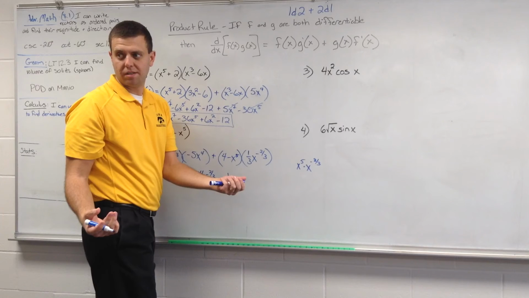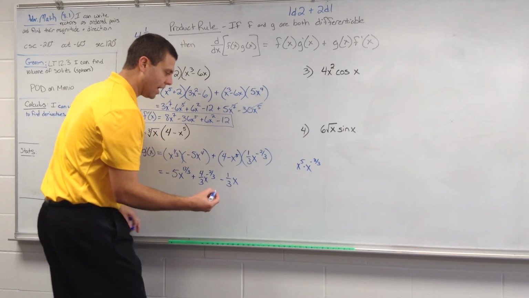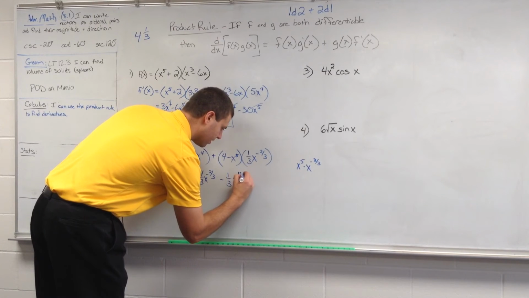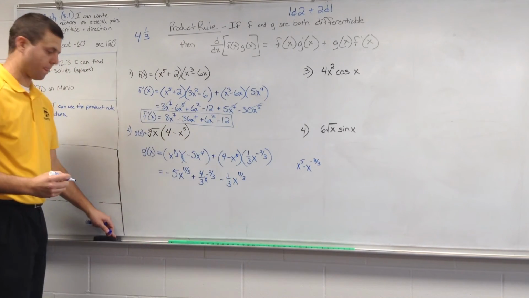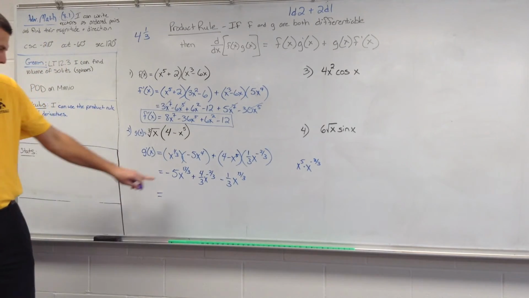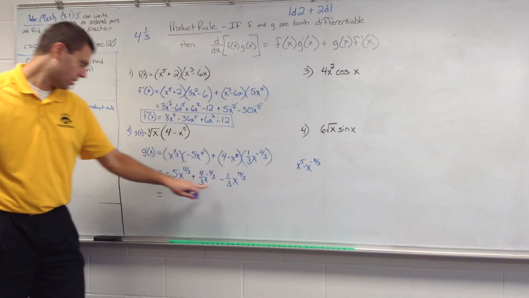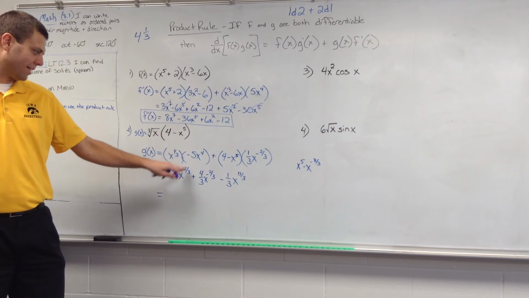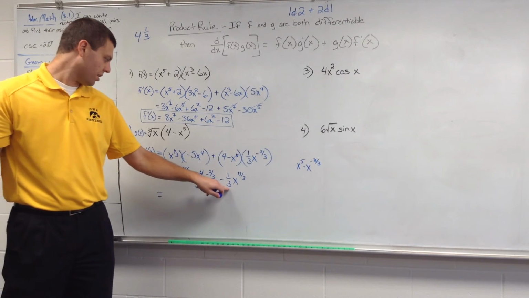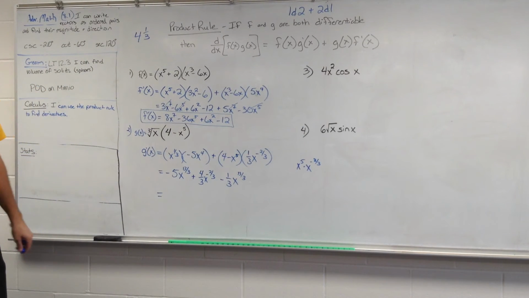All right. Makes sense. That'd be x to the 4 and 1/3, or again, x to the 13/3. We do have some like terms. That would be negative 5 x to the 13/3 minus another 1/3 x to the 13/3.